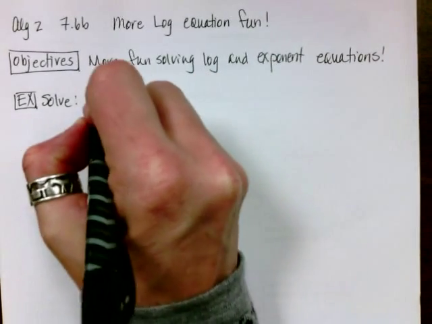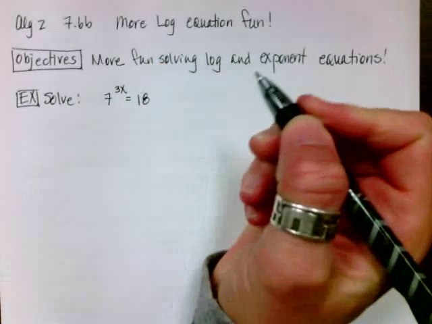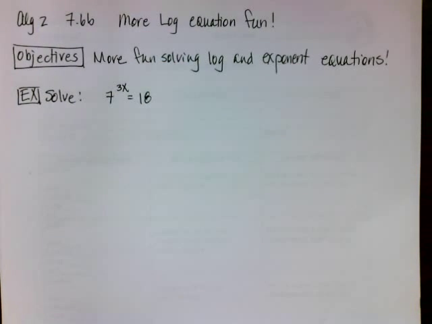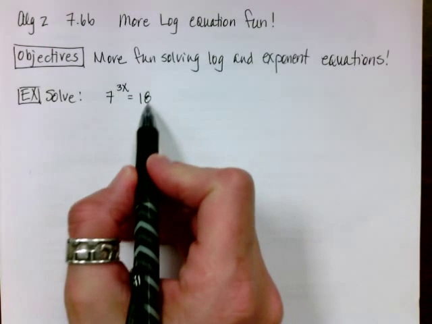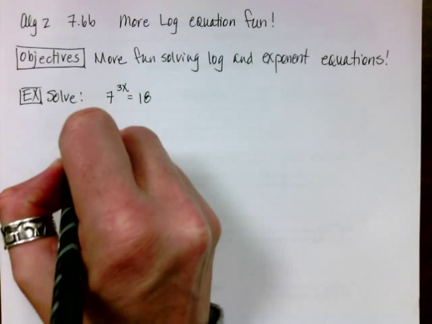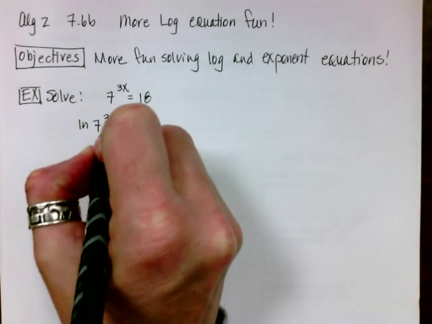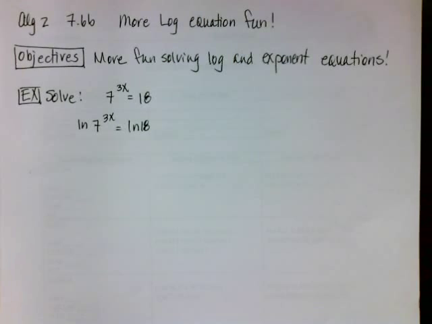The first one says 7 to the 3x is equal to 18. There's a couple of different ways that I can do this one, but I'm going to choose to take the natural log of both sides because this is in exponent form. So I'm going to go back to log form. I'm going to do the natural log of 7 to the 3x is equal to the natural log of 18. Okay, get my calculator handy so I can show you some of the processes.